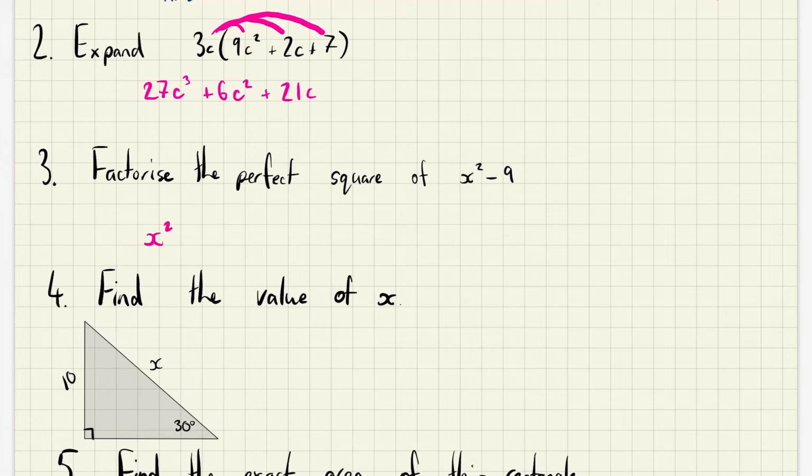Now, to factorize x squared minus 9, it's actually more of a difference of 2 squares, right? So this thing is squared and this thing is squared. So I'm going to rewrite it like this: x squared minus 3 squared, because 9 is the same as 3 squared, which I can rewrite as (x + 3)(x - 3). One of them I do a plus and one I do a minus. And that's how we do the difference of 2 squares.